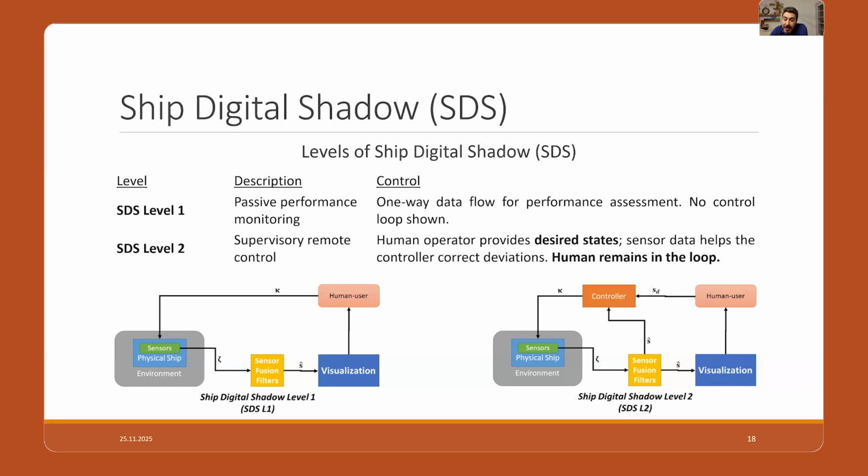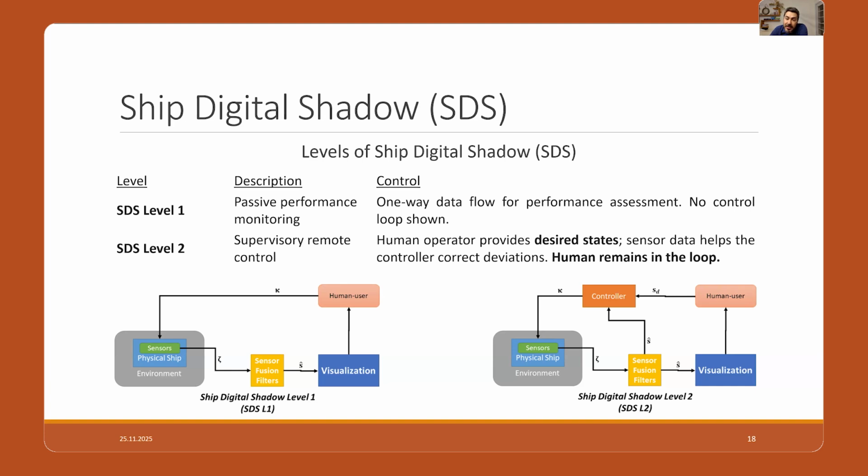But there's also a second level, which you can see at the right-hand side, and it involves a control loop. In this level, a human operator inputs a desired state for the ship into a controller. You see SD here. The controller then sends the commands to the ship's machinery, like the propeller or the rudder. Sensors then capture, you see the sensor here inside the physical ship, the ship's response to these commands and its environment. This data is filtered and sent back to the controller. You see there's also an arrow here going back to the controller, because this is another loop inside.